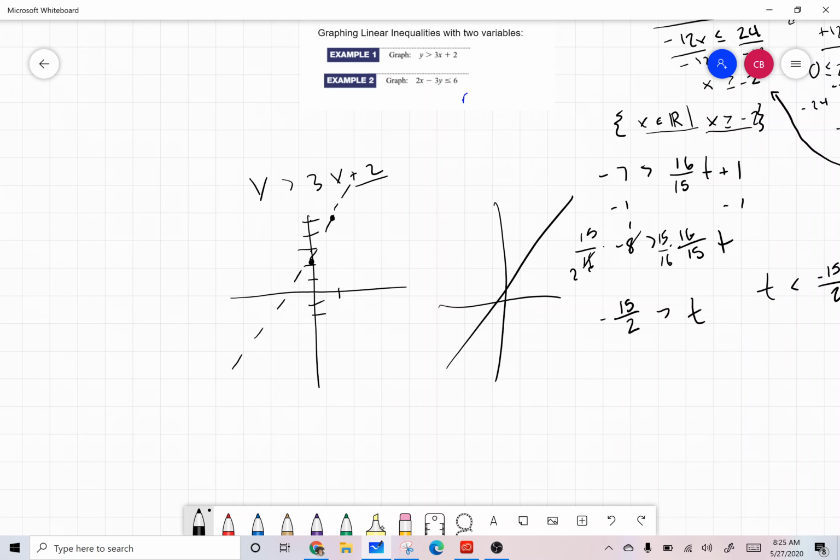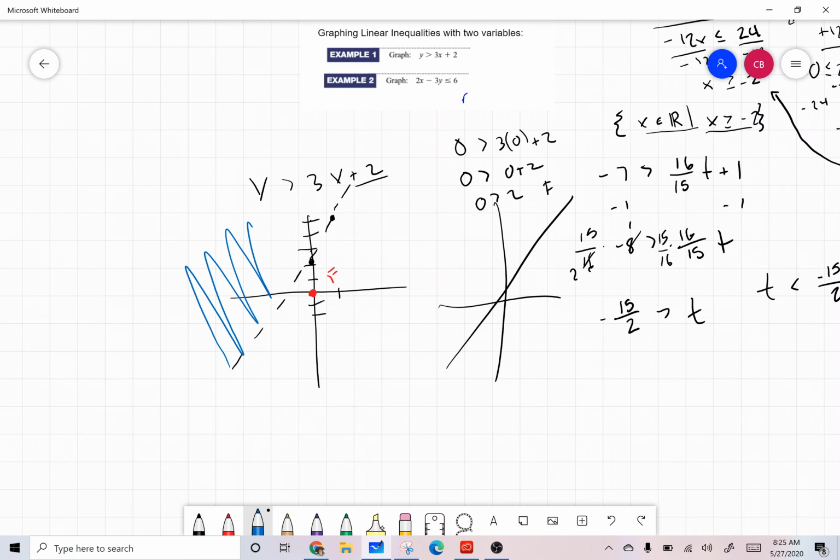And then, now that it's graphed, we want greater than, so let's test 0, 0. If we plug 0, 0 in for x and y, we have 0 is greater than 3 times 0 plus 2, which says 0 is greater than 0 plus 2, which says 0 is greater than 2. Which is false. So I tested a point right here, and this point is false, and so that means I shade on the other side of the line.